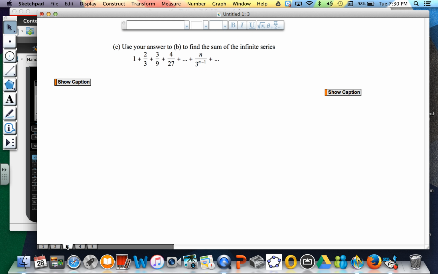Part C, it says use your answer in part B to find the sum of the infinite series. Well, again, 1 plus 2x plus 3x squared plus 4x cubed, yada yada. Well, isn't that just this expression evaluated at 1/3? Why, yes, it is.